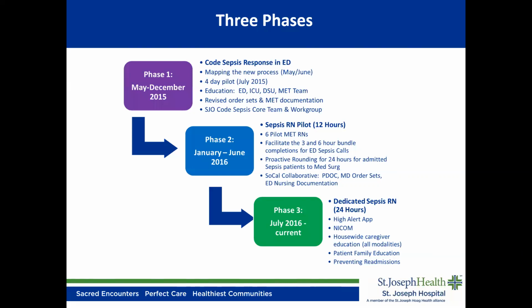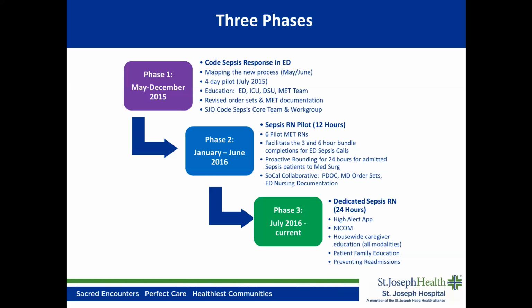Phase 3 started in July of last year, where we were able to get administrative support for moving our sepsis nurse from 12 hours to a dedicated 24/7, along with our 24/7 dedicated MET nurse. During this time, they still continue their code sepsis response in the ER, along with any sepsis consults. With the assistance of collaborating with the ER team, they also are utilizing more technology, where they have a high alert app that, with any patients with any specific sepsis triggers, will alert them to their smartphone. Also, with patients where there might be concern with the fluid resuscitation, they're utilizing the non-invasive cardiac output monitoring device.